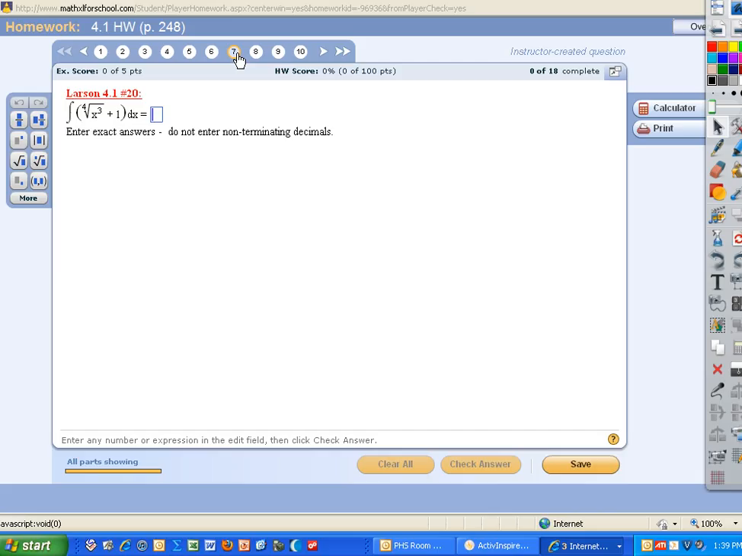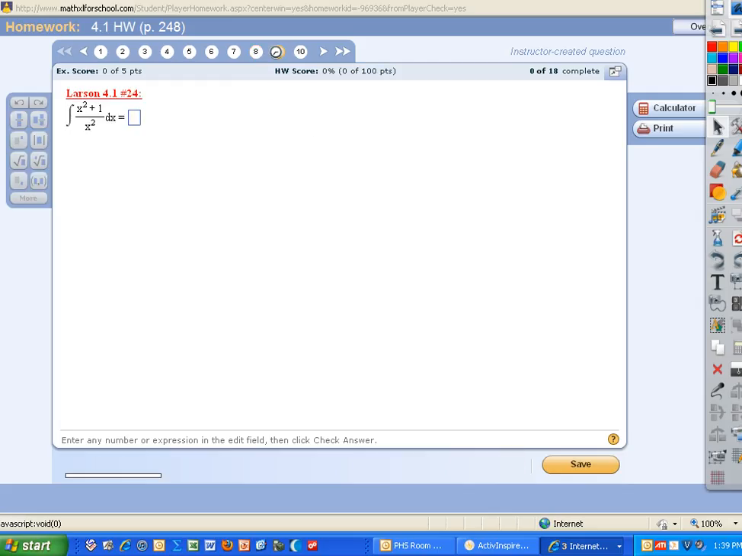Okay, what's that fraction going to become? 4th root of x cubed. 3/4, good. 3/4 power. Okay, no big deal. You can do that. That's not a problem. Okay, now what about that?